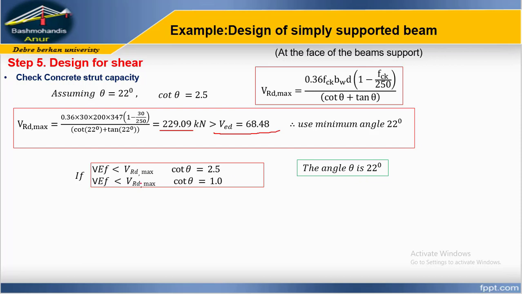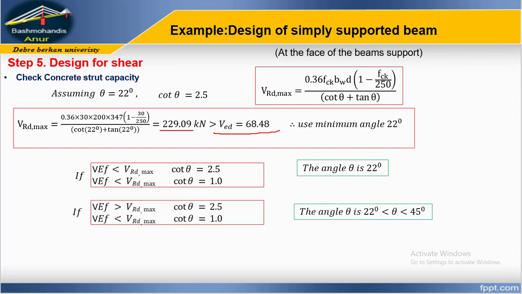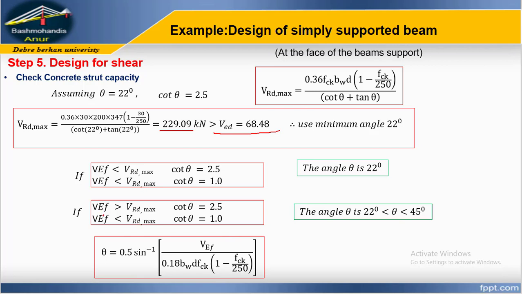Okay. Next, if VEd is greater than VRd,max for cot theta 2.5, and VEd is less than VRd,max for cot theta 1, the angle is between 22 degrees and 45 degrees. In this case, theta is between 22 and 45 degrees, and you have to calculate theta using this formula. What about if VEd is greater than VRd,max for cot theta 1? In this case, theta is greater than 45 degrees. We have to revise the section, okay?